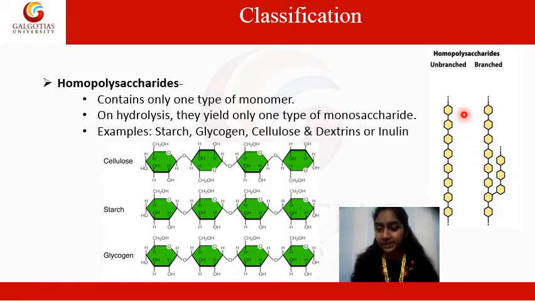And here you can see they can be branched as well as unbranched. This is unbranched, no branching is there, only straight chain structure is present. And in this structure you can see there is branching at this molecule. Okay.